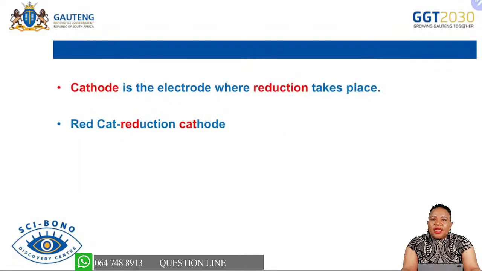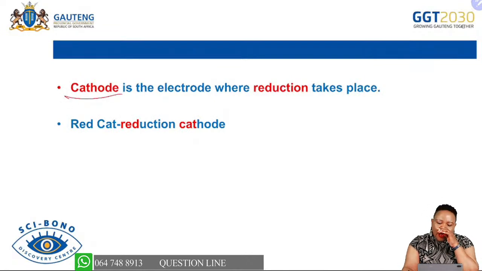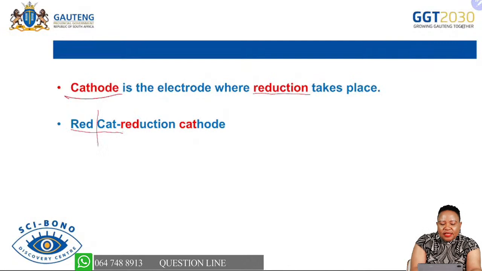The next electrode is the cathode. Now, our cathode is where reduction will take place. And we can use RED CAT just to remember that reduction occurs at the cathode.